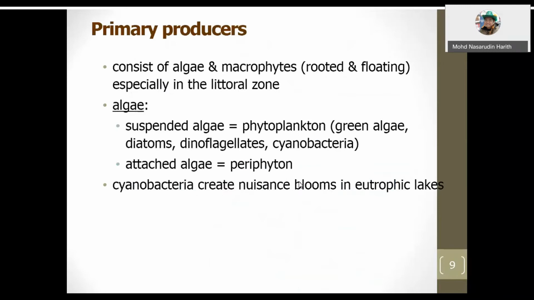producers. What are primary producers? Primary producers consist of algae and macrophytes, whose roots and floating forms are especially found in the littoral zone. I hope you know where the littoral zone is. What are algae? Algae can be suspended algae, which are phytoplankton. Phytoplankton can be divided into several groups, namely green algae, diatoms, dinoflagellates, and cyanobacteria. There are also attached algae, which is periphyton. Cyanobacteria can create blooms in eutrophic lakes. I hope you already know what eutrophic is.